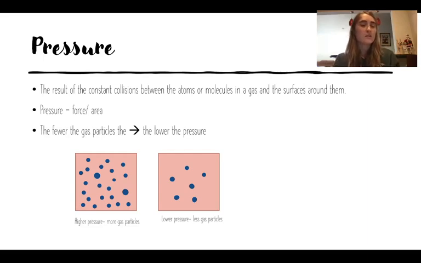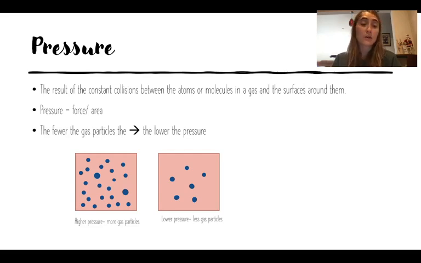Okay, so the result of the constant collisions between atoms and molecules in a gas and the surface around them is what defines pressure. We have to understand pressure if we're going to understand how gases interact with each other and interact with their surroundings. And pressure is defined as force over area.